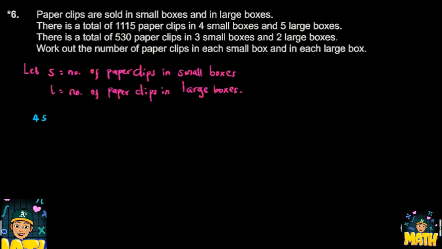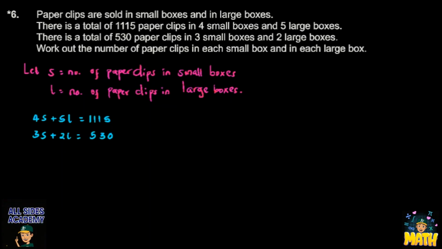So I'll rewrite an equation for that total. So 4 times the number of paper clips in a small box and 5 times the number in a large box should be 1,115. And then the second one, 3S plus 2L equals 530. This is a simultaneous equation and we will solve it by elimination. So we will choose which of the letters to eliminate. You can either eliminate L or eliminate S. In this case, I'm going to eliminate S.